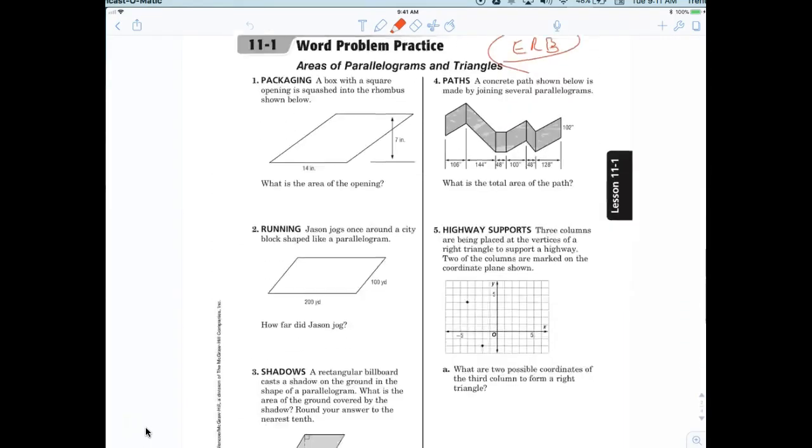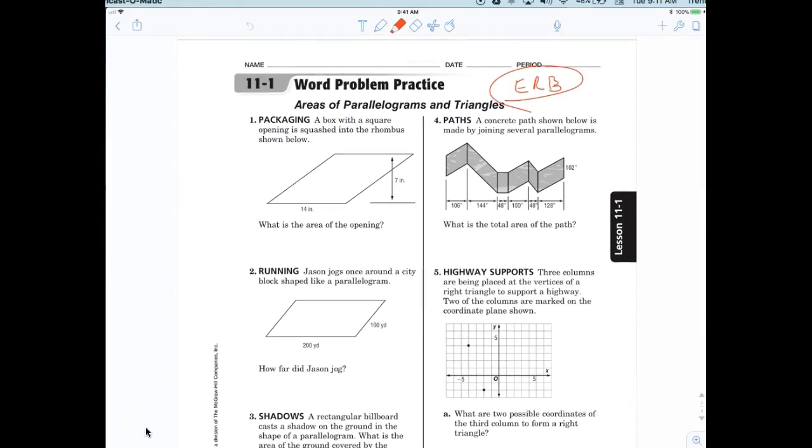Anybody have, well, yeah, let's talk about these. All right, I like these problems. Oh, this one I know.